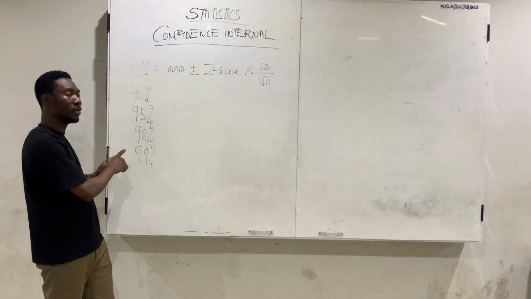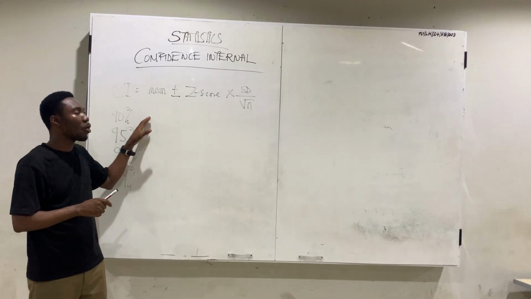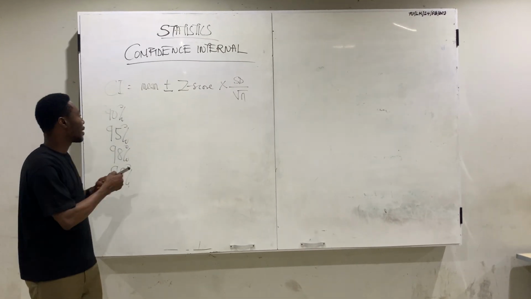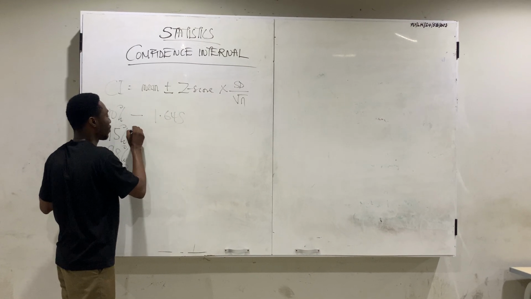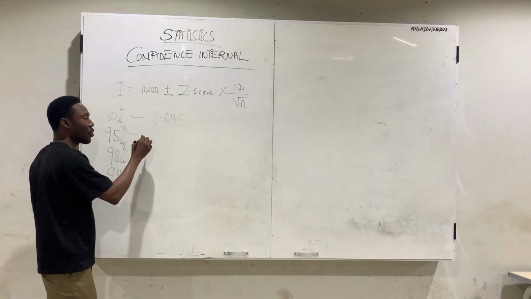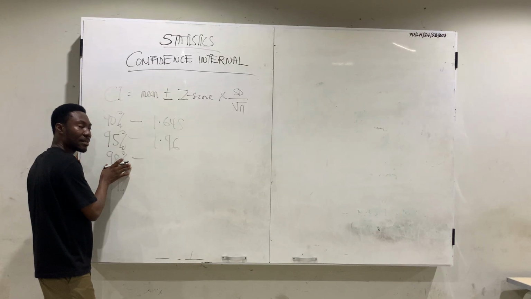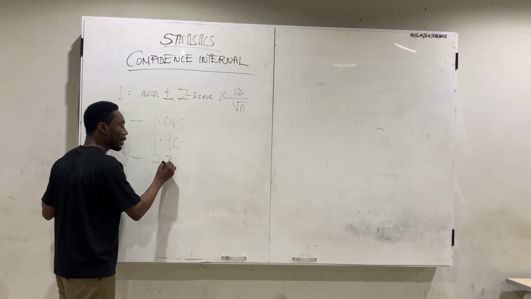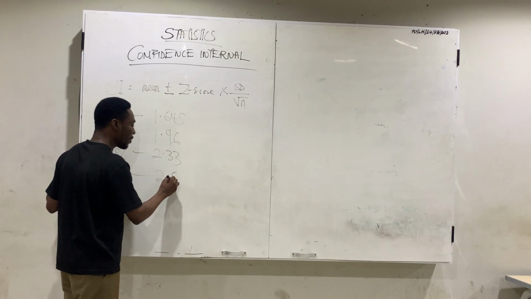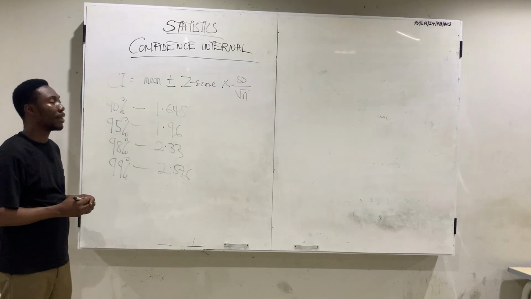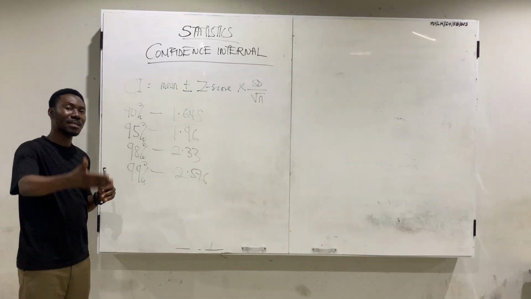But this is not what we need here. What you should know is that every confidence level also has its corresponding z-score. For example, for 90% confidence, the corresponding z-score is 1.645. For 95% confidence, the corresponding z-score is 1.96. For 98% confidence, the corresponding z-score is 2.33. And for 99% confidence, the corresponding z-score is 2.576. Is that okay?